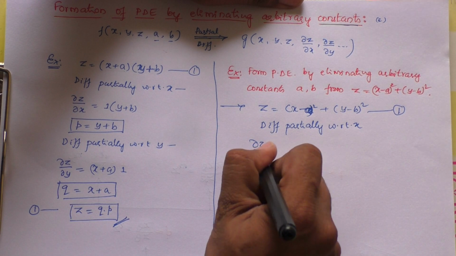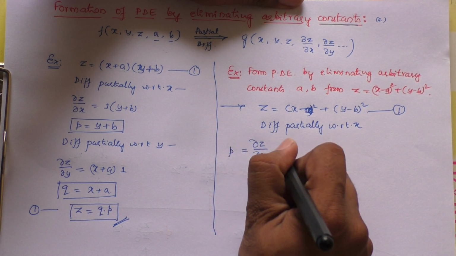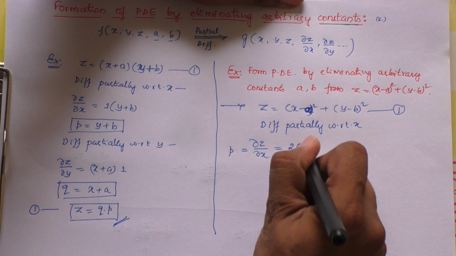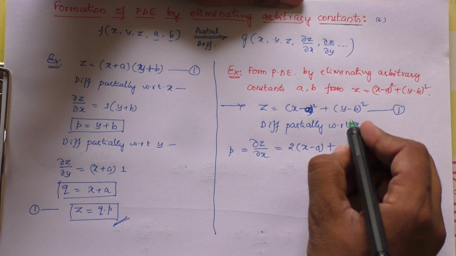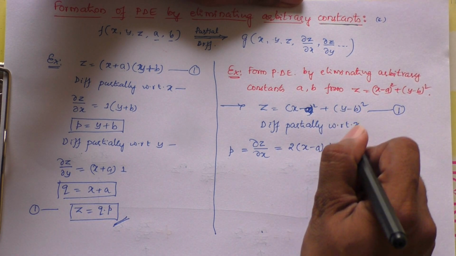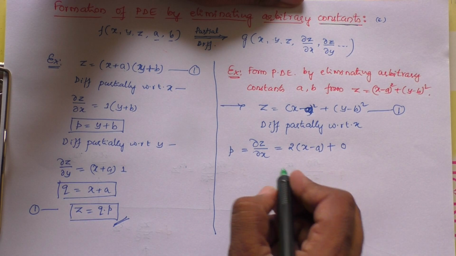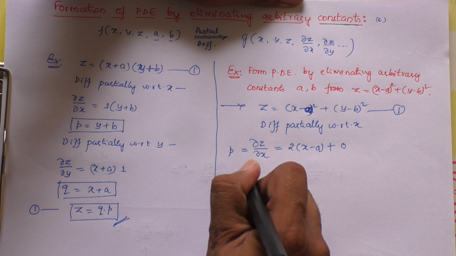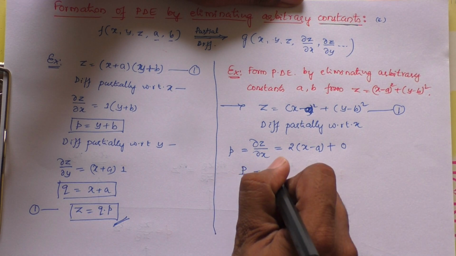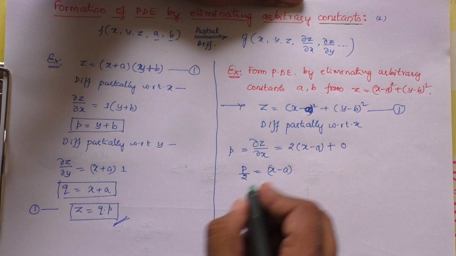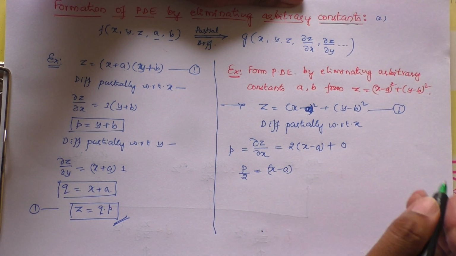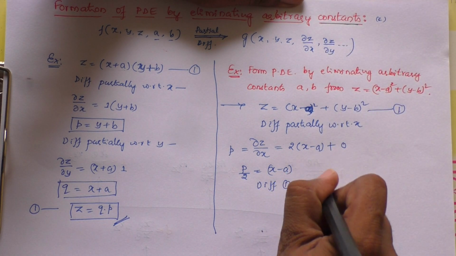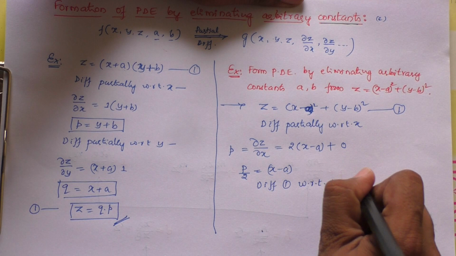Then you will get dou z by dou x, which is noted as p. Dou z by dou x is 2 times x minus a, plus the other variable term, which we treat as constant, and its derivative is 0. So p equal to this. If you transfer to this side, p by 2 equal to x minus a, or x minus a equal to p by 2. Now on the other side, differentiate 1 with respect to y partially.